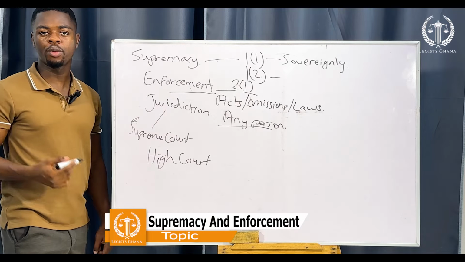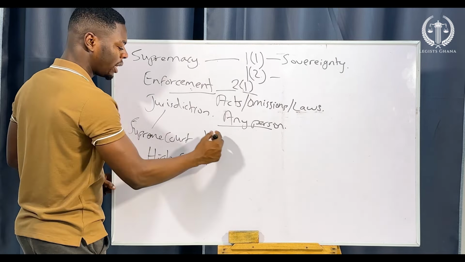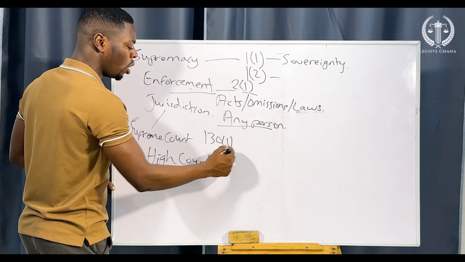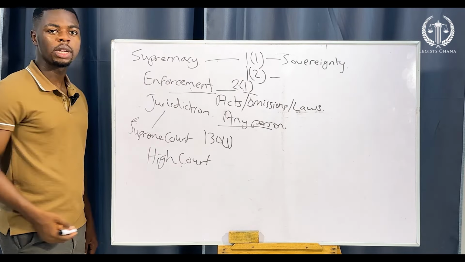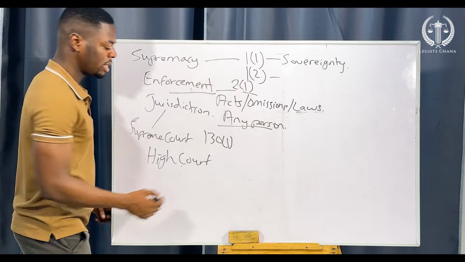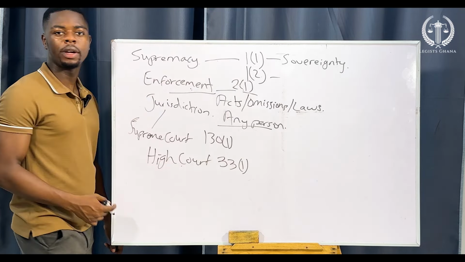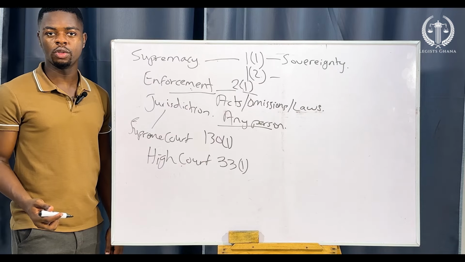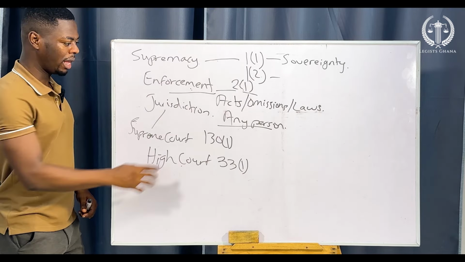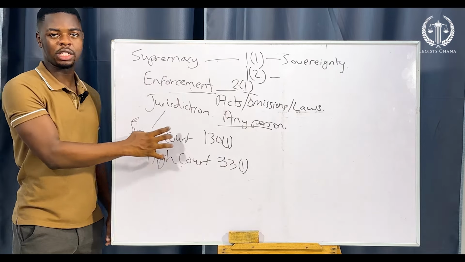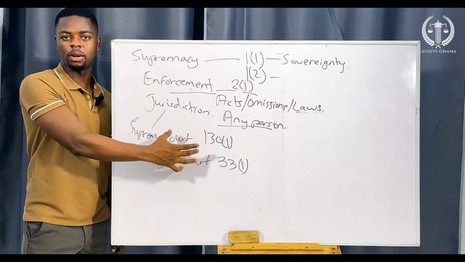Now, for the Supreme Court, the relevant provision in Ghana is Article 130, Clause 1 of the 1992 Constitution. And for the High Court, the relevant provision is Article 33, Clause 1 of the 1992 Constitution. And so the distinction is very important. Now, any person can bring an action to the Supreme Court under Article 2, Clause 1 and Article 130.